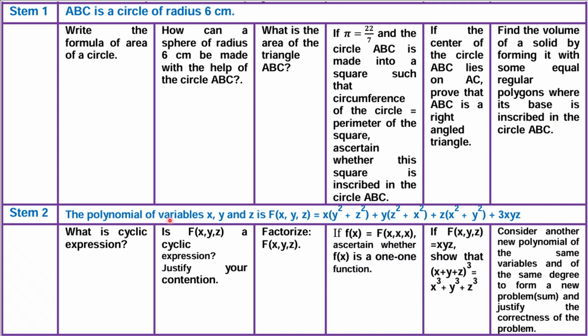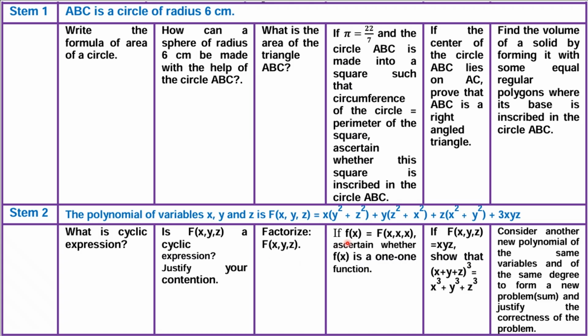The polynomial of variables x, y and z is f(x, y, z) = x(y² + z²) + y(z² + x²) + z(x² + y²) + 3xyz. What is a cyclic expression? Is f(x, y, z) a cyclic expression? Justify your contention. Factorize f(x, y, z).